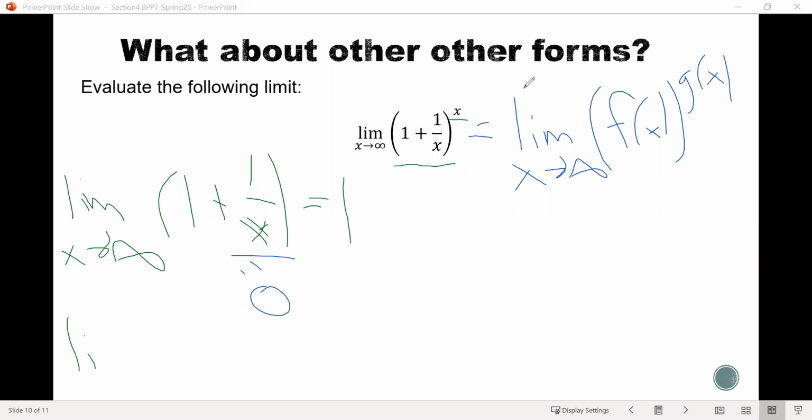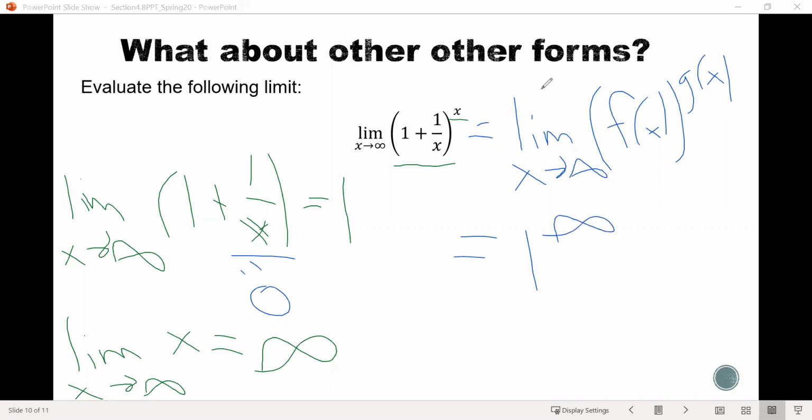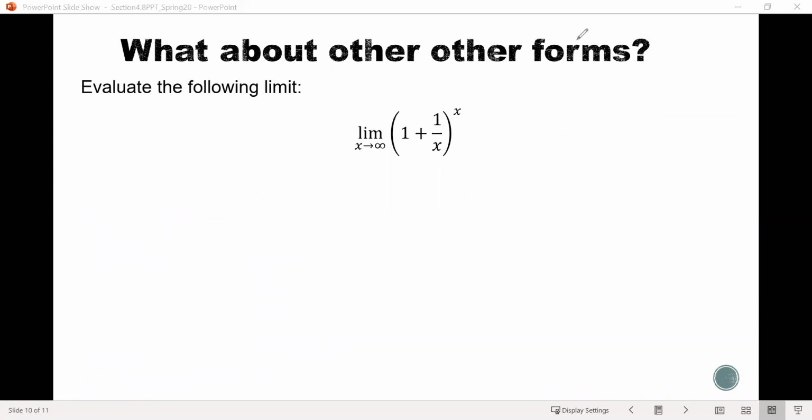And then we'll take the limit of the upper function as x goes to infinity. It's the limit of x, and that's just going to be positive infinity. As the input values get bigger and bigger, the output values will also get bigger and bigger, which tells us here with our original limit that we end up with 1 to the infinity power, which as we saw was one of our indeterminate forms. So that indicates we need to use L'Hopital, but taking the derivative here will be really difficult because we have this x in the exponent. So how do we deal with that?